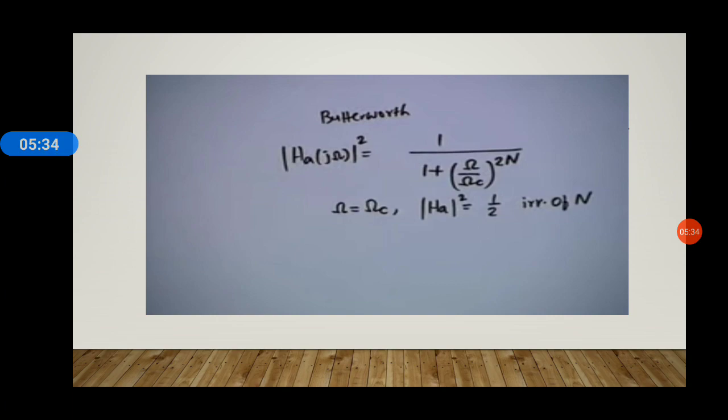Now, for an analog Butterworth low pass filter, the magnitude square, as per definition, is equal to 1 by 1 plus (omega by omega c) to the power 2n, where n is the order of the filter. Now we see at omega equal to omega c, we find that |H_a|^2 is equal to half, irrespective of the value of n. So here omega c is called the minus 3 dB frequency of Butterworth filter, or also the cutoff frequency of Butterworth filter.